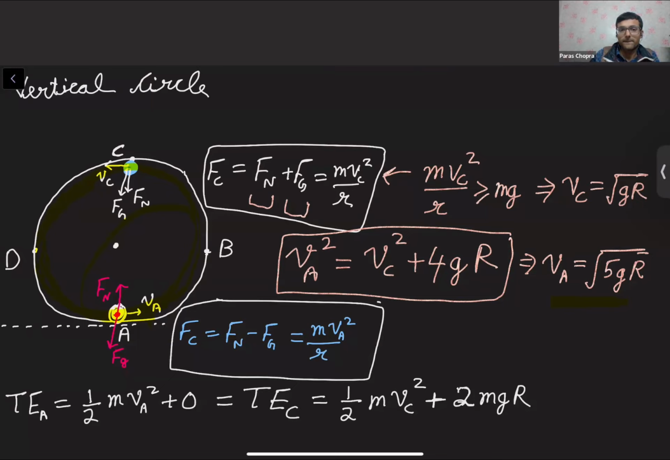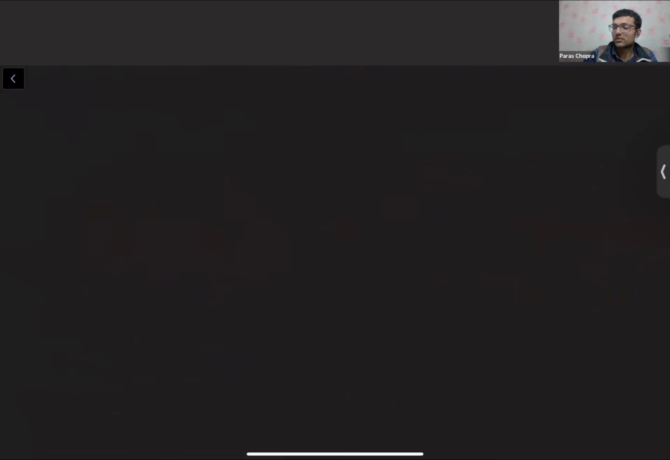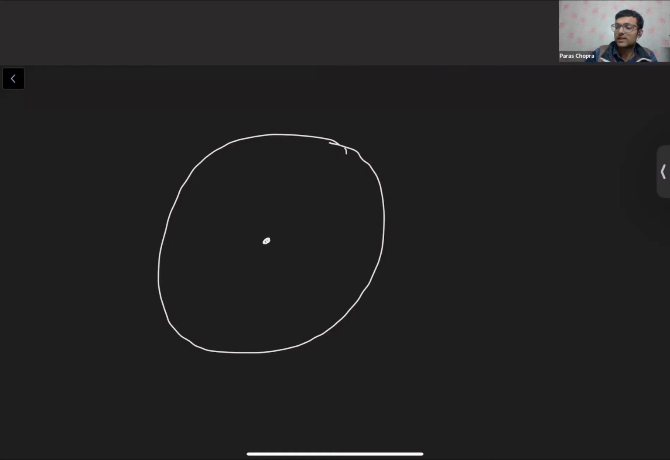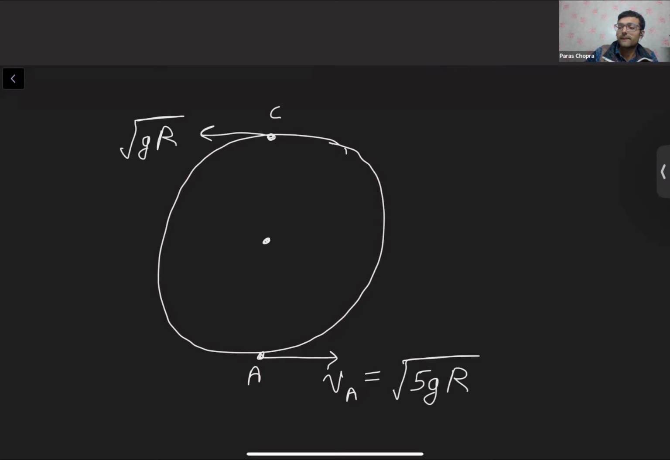So what we have seen is that for a vertical circle of radius r, minimum velocity at A is square root of 5 gr, and for this value the velocity at the top point C will be square root of gr. Okay, what will be the velocity at points B and D?